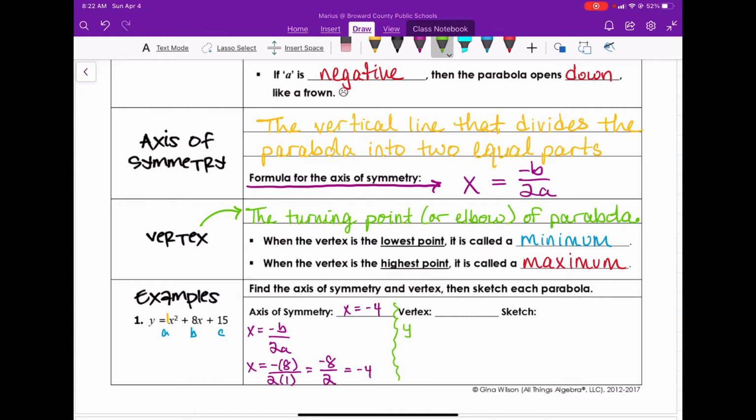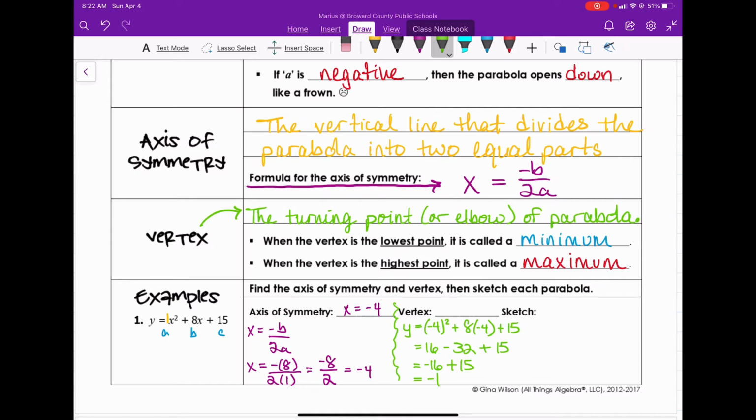So we have y equals x is negative 4, so that's negative 4 squared, plus 8 times x, which is negative 4, plus 15. And now we just go ahead and work that out. That's going to become positive 16 minus 32 plus 15. And when we keep going, that's going to become negative 16 plus 15, which equals negative 1.